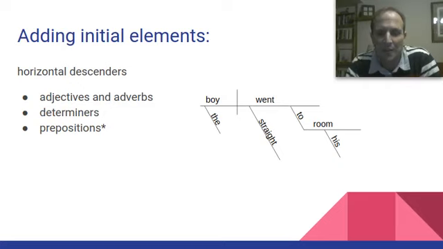Notice I'm adding the boy. I've added the determiner, the definite article the, underneath boy. Notice it's not really distinguished in any way from the adverbial element straight, not even from the preposition to. All of them are on these diagonal lines.